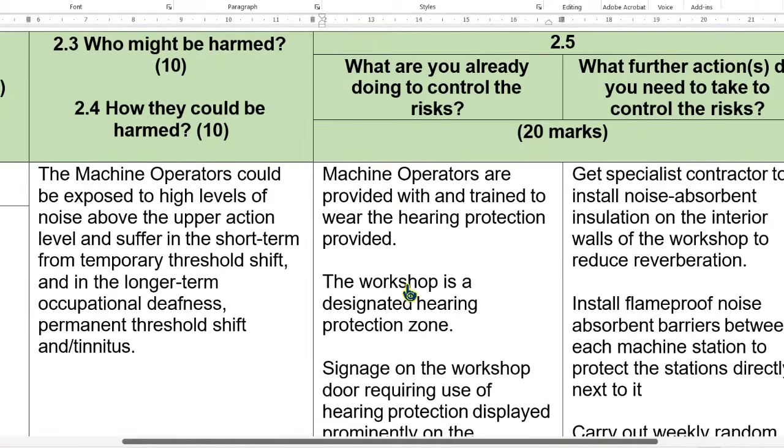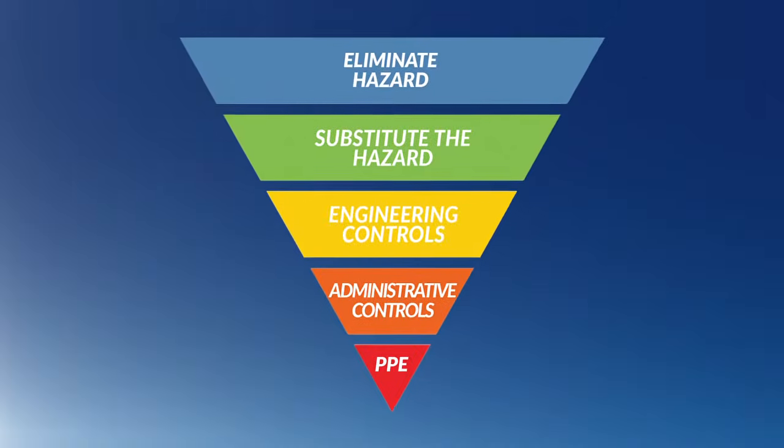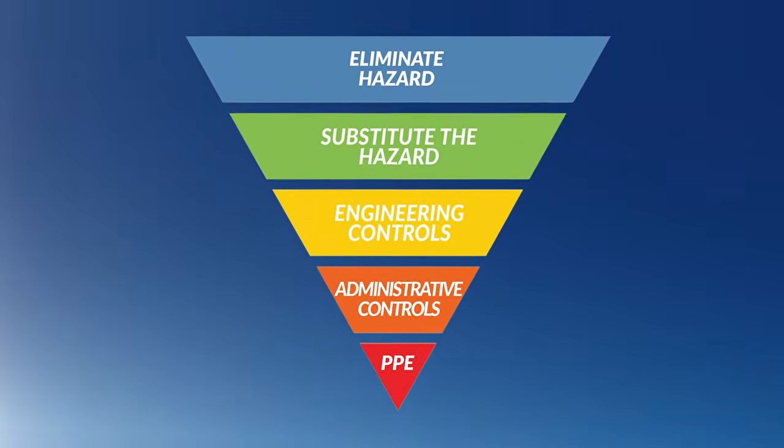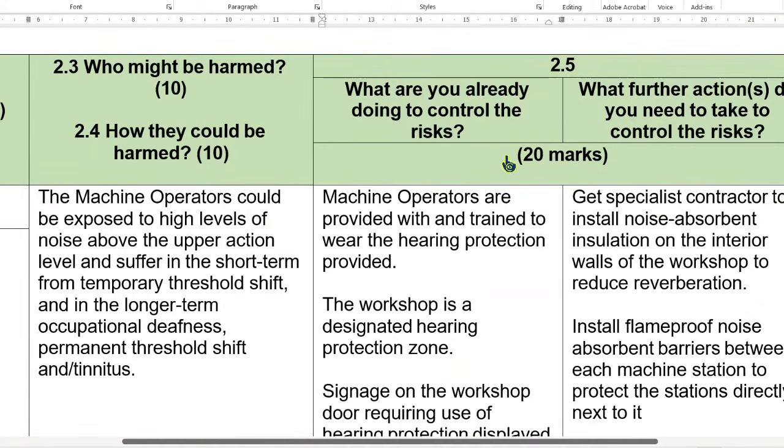Now, I think they will award a mark for the others as well, but try to use that hierarchy of control. Try to eliminate, substitute, engineer things out if you can. Those should guarantee the mark if you write it really well. So 1 mark for this column now. I get 1 mark for that.